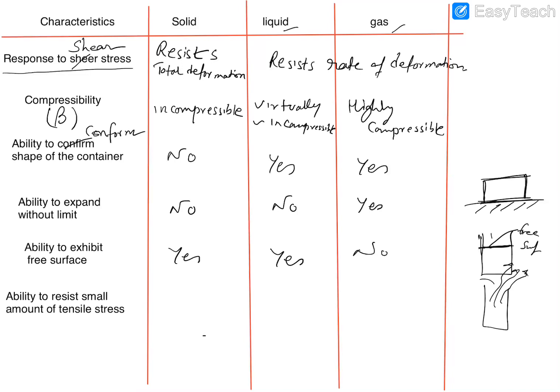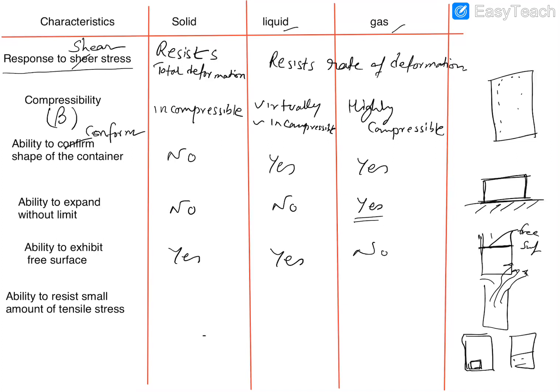Another thing, ability to expand without limit. Solid doesn't do so. Suppose it's a closed container, you put one small solid, it doesn't expand without limit. You put some water in it, it doesn't expand either. But if you put gas in it, it will fill the shape of the whole container, it doesn't have any limitation about the size. So without limit, it will occupy the whole volume. So that is a yes for that.